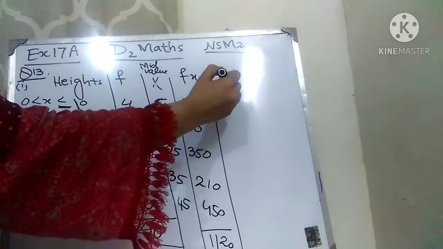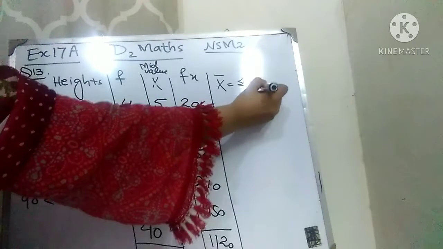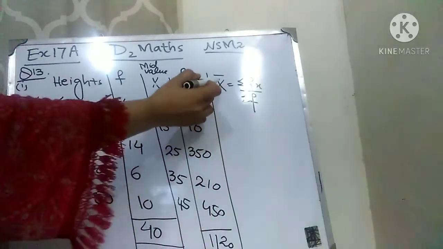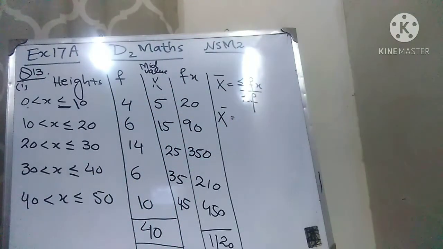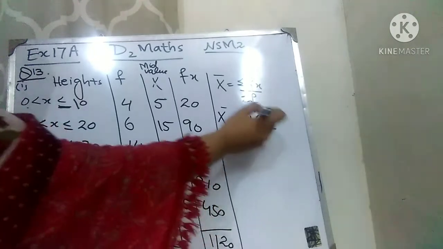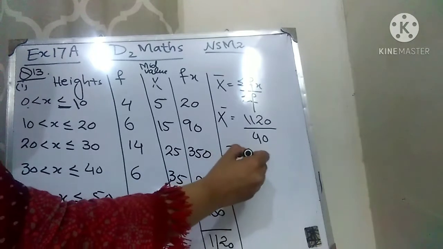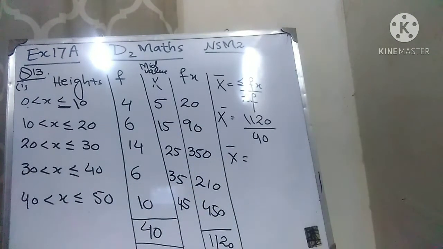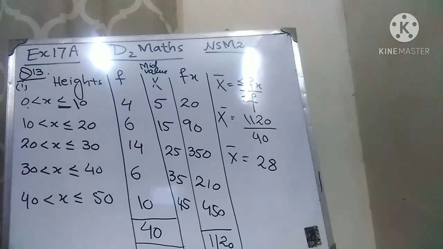So you have to find out the mean value. The formula to find out the mean value is x bar is equal to sum of fx over sum of f. x bar is the mean, and sum of fx we have found. When you added all the values of fx, you got 1120. So write down 1120. And sum of f means the sum of frequency. The sum of frequency is 40. So when you divide it by 40, you will get 28. So students, 28 is the estimate for the mean height of the plants.